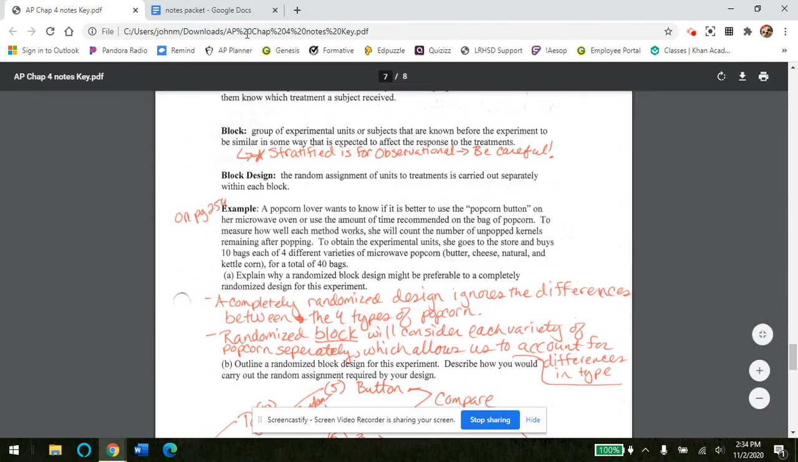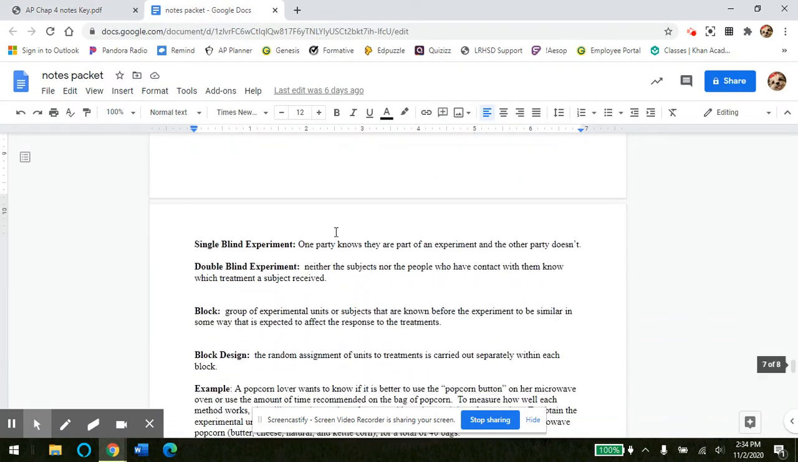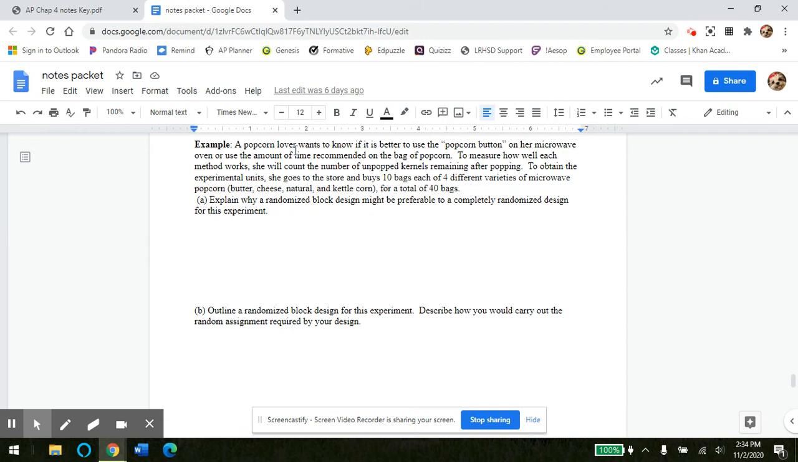So I love popcorn. I don't know about you guys. I love microwave popcorn, right? So a popcorn lover wants to know if it's better to use the popcorn button on the microwave or to use the amount of time that's recommended on the bag. We're a fan of the popcorn button, but sometimes you burn your popcorn.